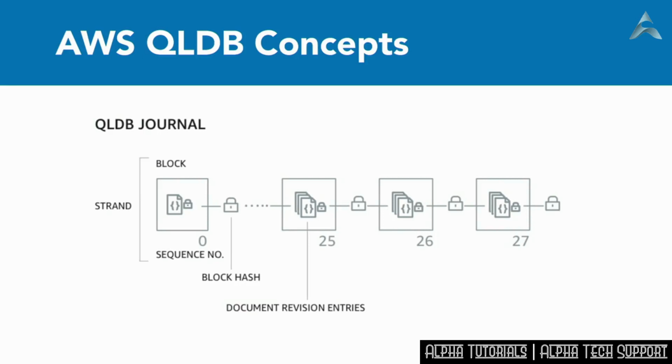So some of the core concepts here is each set of changes or each document is called a block, and a list of those changes in QLDB is called a strand. Along the strand, each of the blocks will have a sequence number, and it will be protected by a hash. And as you traverse the strand, you will be able to work with document revision histories.